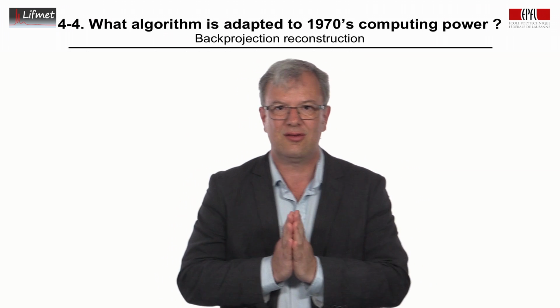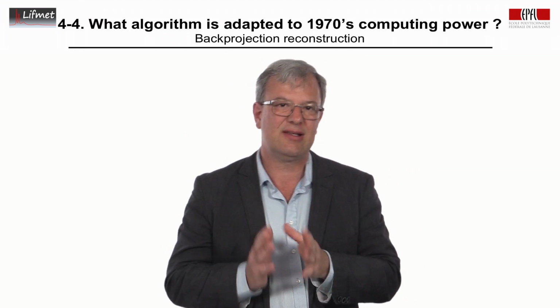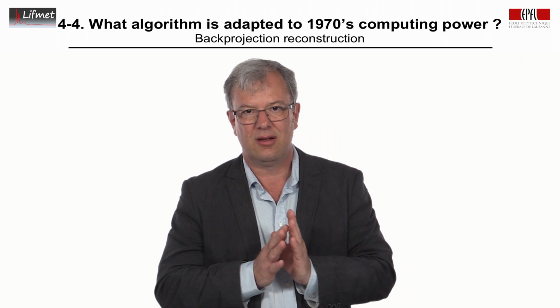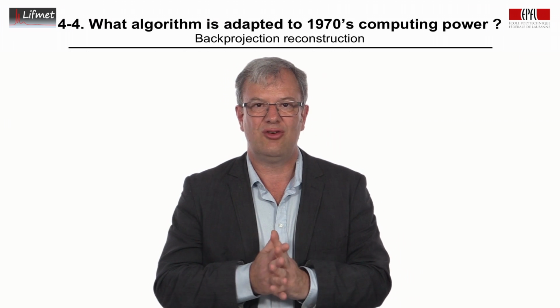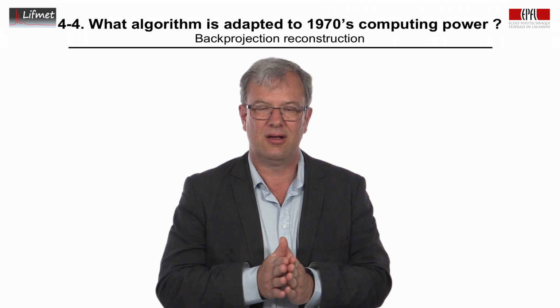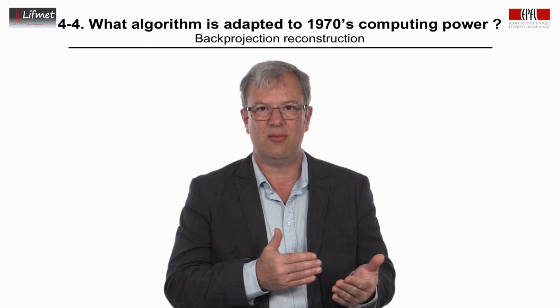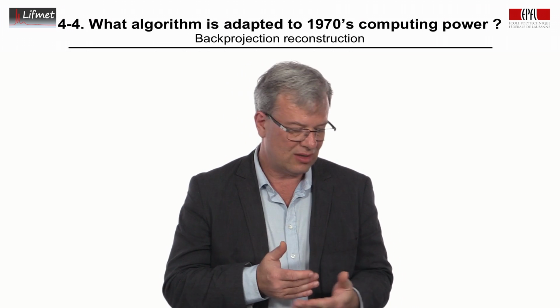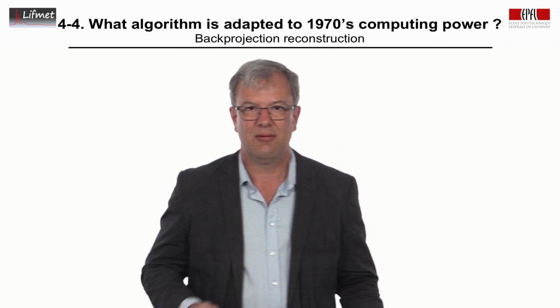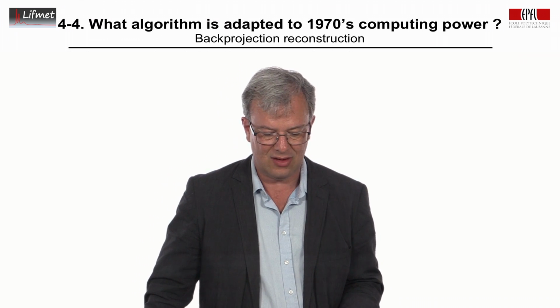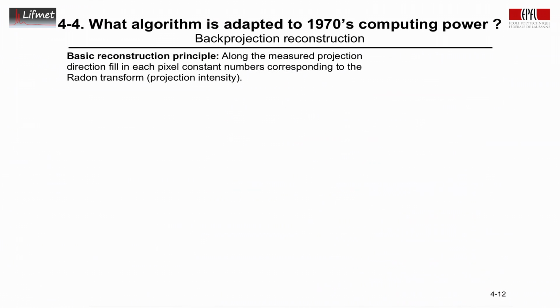Well, let's discuss this. The simplest, fastest operation that you can do in a computer is writing to memory. The second fastest operation is addition. So, if we can come up with an algorithm that writes to memory and adds numbers, then we're using the fastest operations that our computer can provide in 1970. And this is actually the underlying principle of the back reconstruction principle.